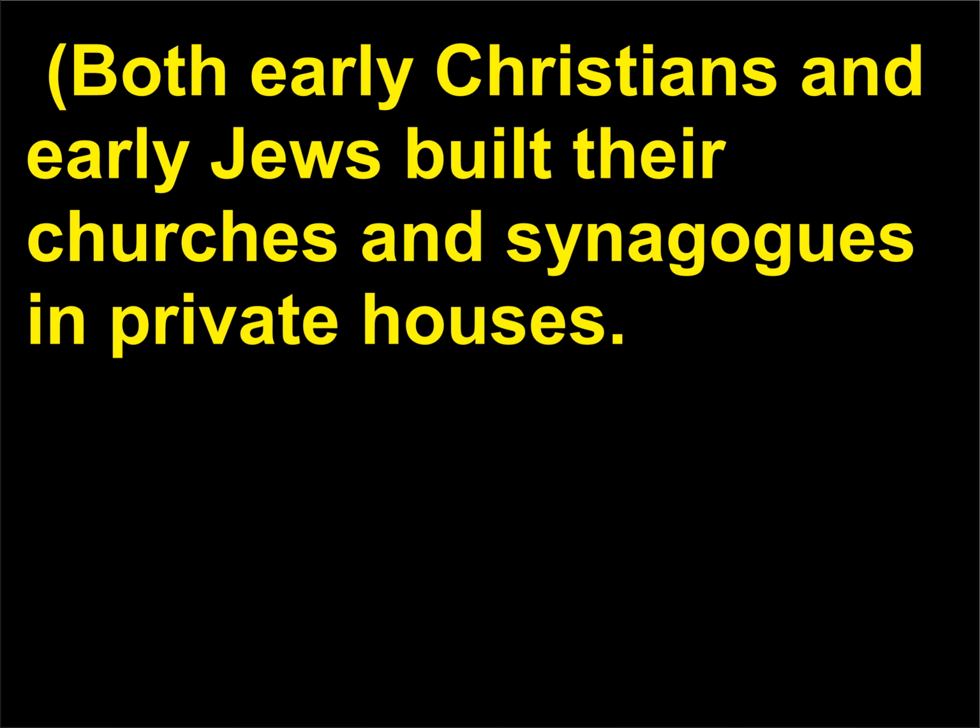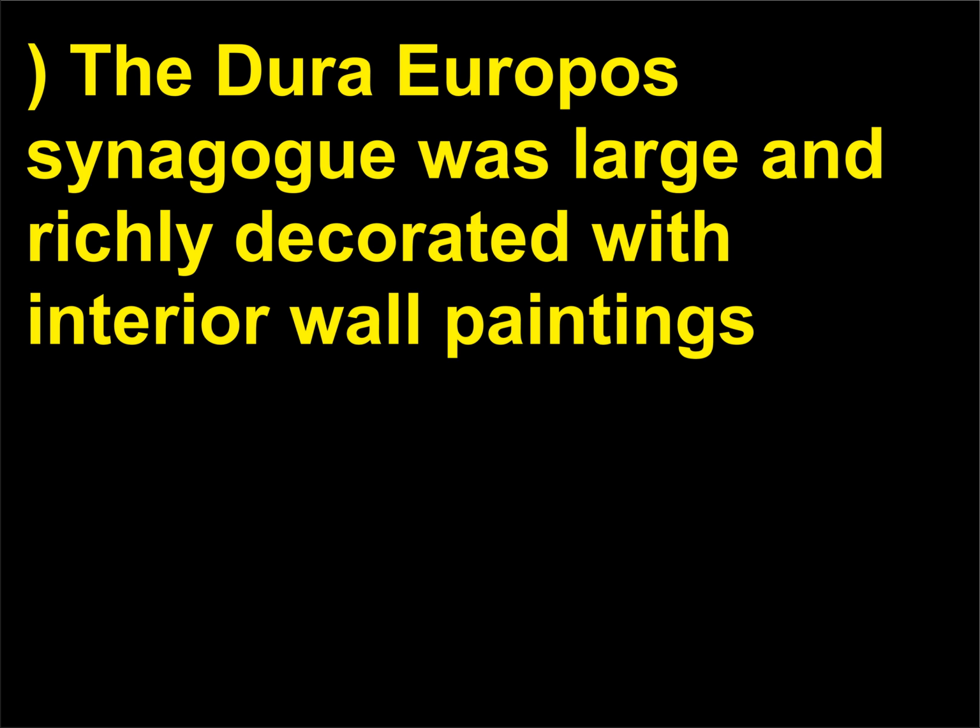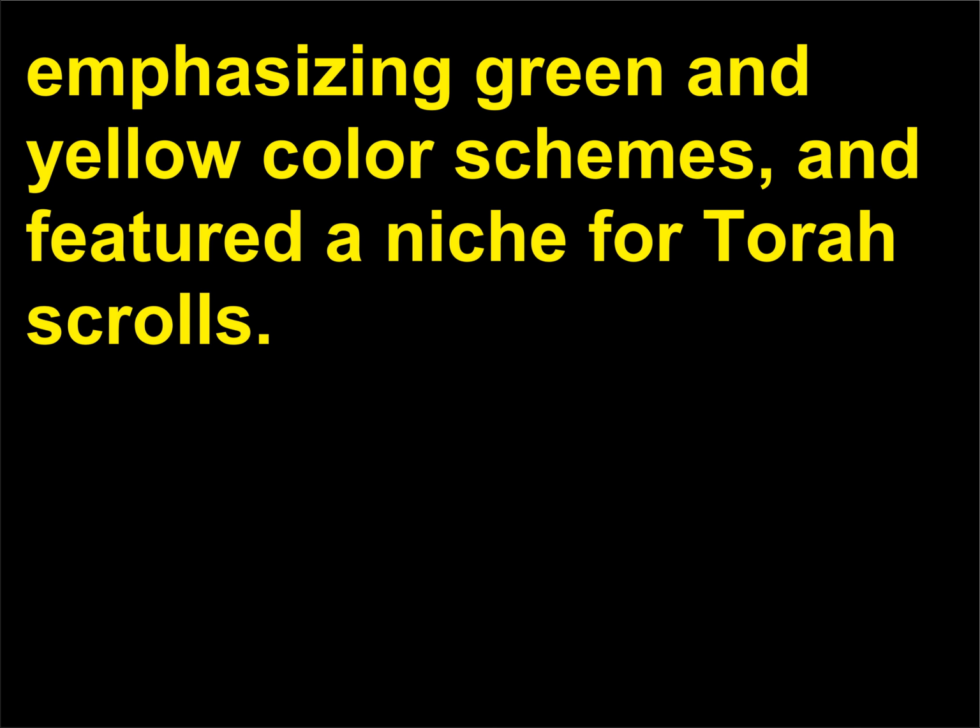Both early Christians and early Jews built their churches and synagogues in private houses. The Dura Europos synagogue was large and richly decorated with interior wall paintings, emphasizing green and yellow color schemes, and featured a niche for Torah scrolls.